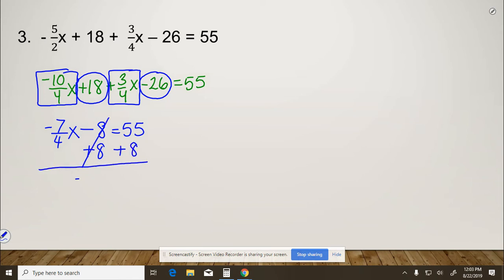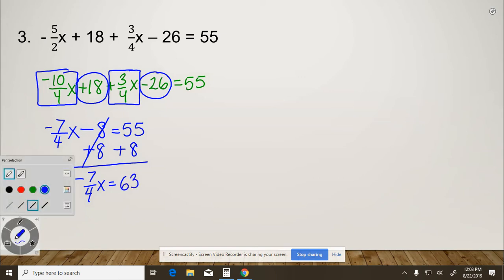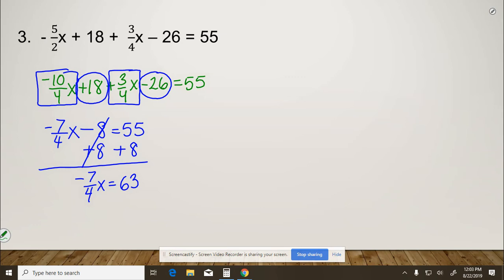Results in negative 7/4 x equals 63. Now we have a fraction that we need to get rid of. The coefficient is a fraction, and the opposite of multiplying by a fraction is to multiply by its reciprocal. So we're going to change it to negative 4/7. 4 over 4 cancels out. 7 over 7 also cancels out.